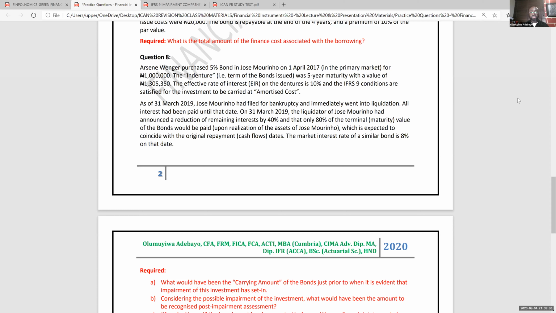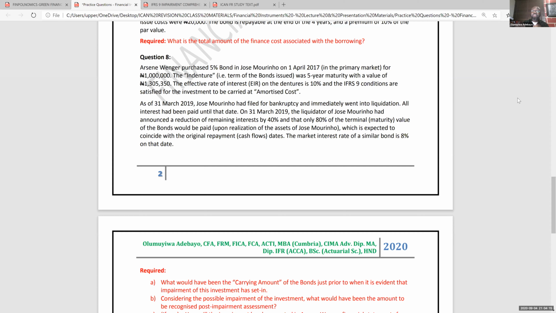Therefore, what has happened? I want to know. Thereafter, on 31st of March, the liquidator of Jose Mourinho has announced a reduction of the remaining interest by 40%. What it simply says is that if I realize anything I can realize from Jose Mourinho as a company, what I can get can barely pay interest of 40%, which means instead of paying 100% of the interest, it can only afford to pay what?